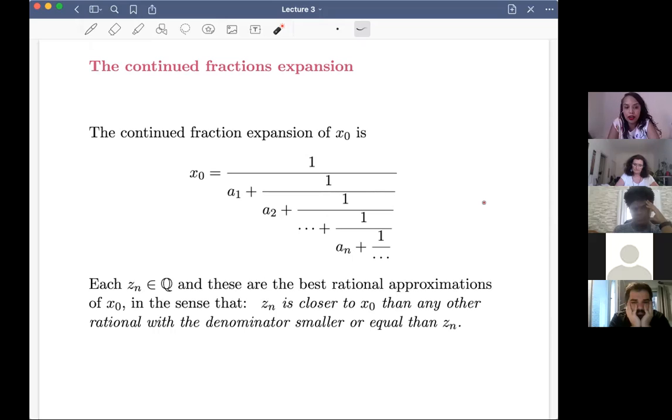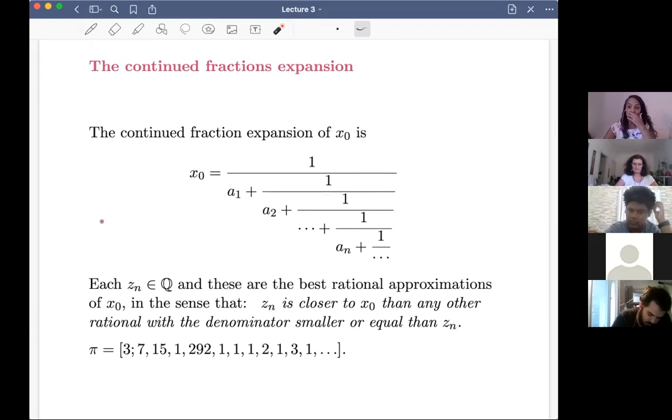That's a purely number theoretical algorithm, and as I said, all the Zn are rational, and you can prove that this is the best rational approximation that you can find. In the sense that Zn is the closest rational to x0 such that any other rational with denominator smaller than or equal to that of Zn is farther from x0 than Zn. Zn is the closest one.